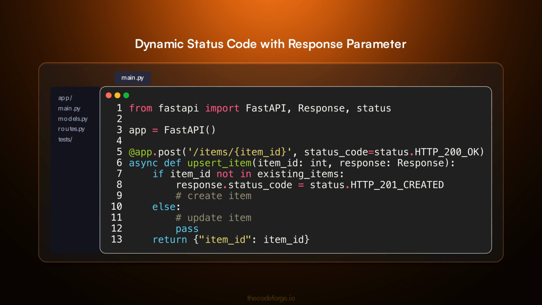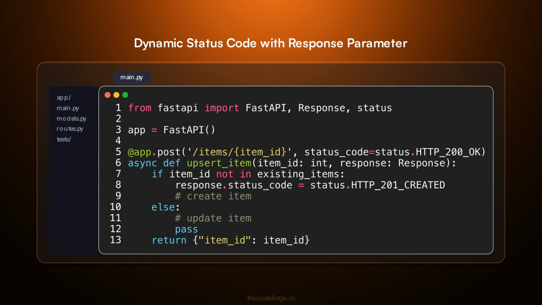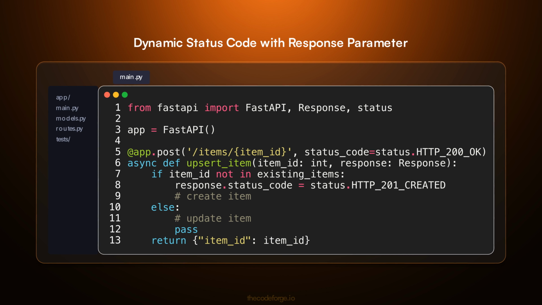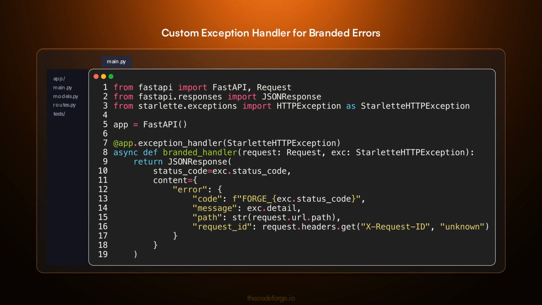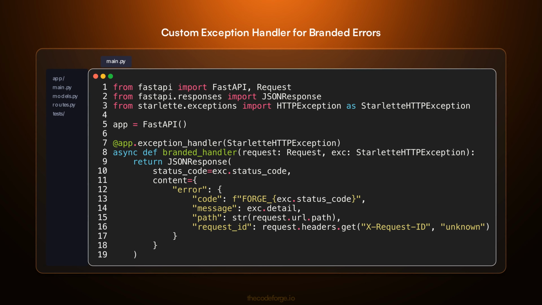The article mentions using the Response parameter to change status codes dynamically, but doesn't show code. Here's an example for upsert logic. Return 201 for new resources and 200 for updates. The article discusses custom exception handlers, but doesn't show a full example. Here's a global handler that returns a branded JSON structure for all HTTP exceptions, including a request ID for tracing.